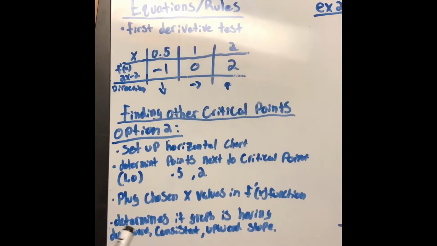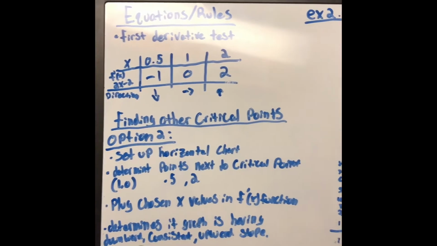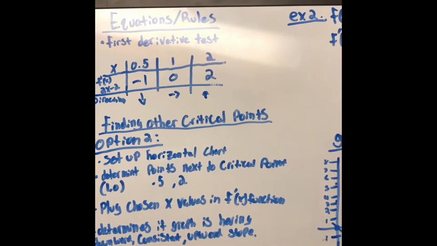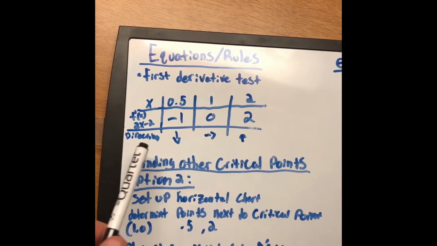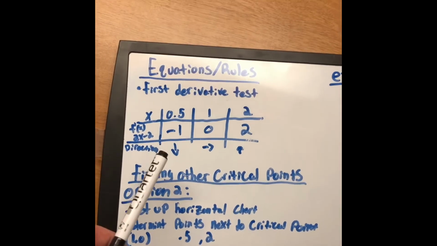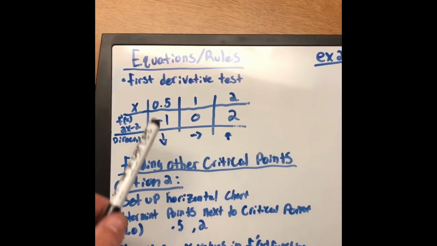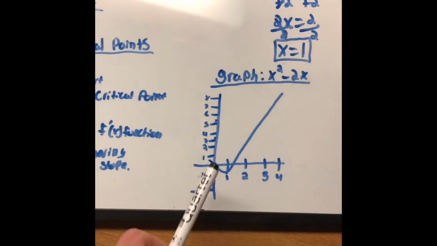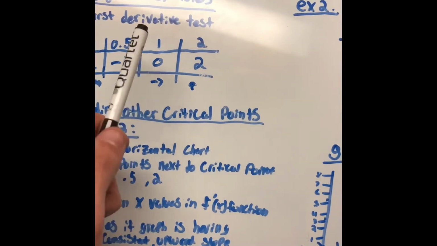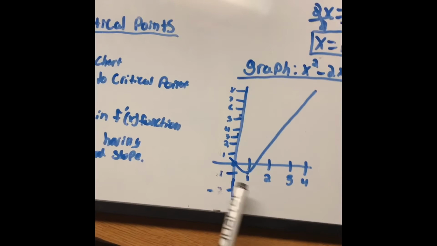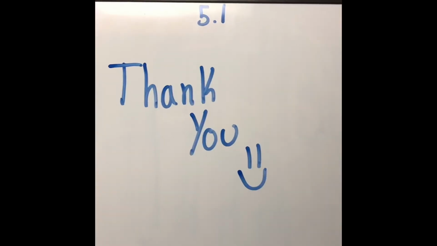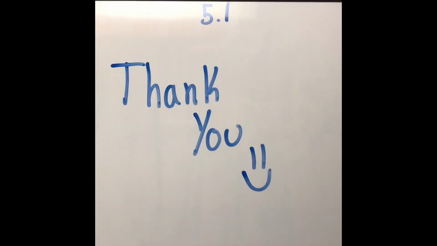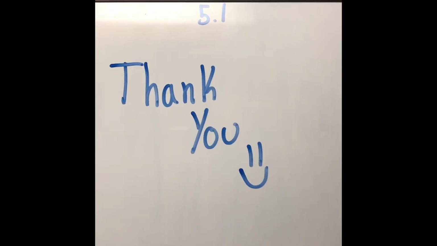Next, you're going to determine if the graph is having a downward, constant, or upward slope. So our next row will be the direction. In the graph you can see it is going downwards, as it is right here. When you get to (1, 0), it is constant, and then when you get to (2, 2), the graph is increasing. And that wraps it up for Chapter 5, Section 1, finding critical points, maximums and minimums.